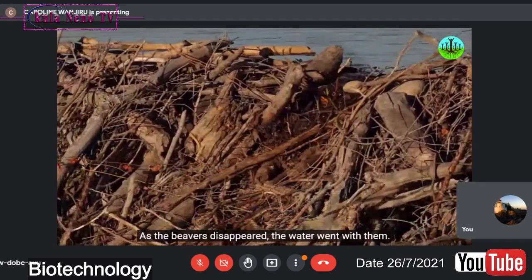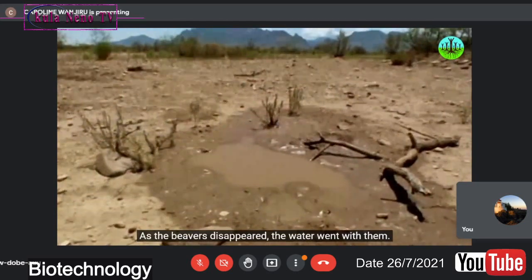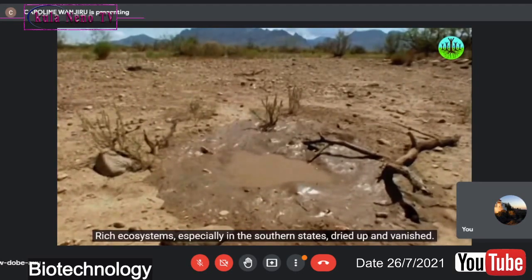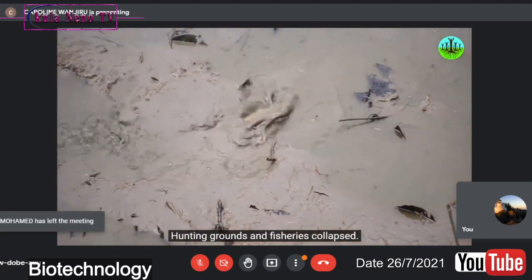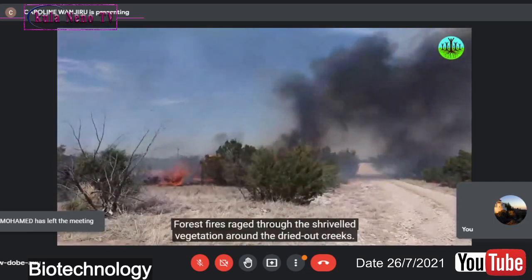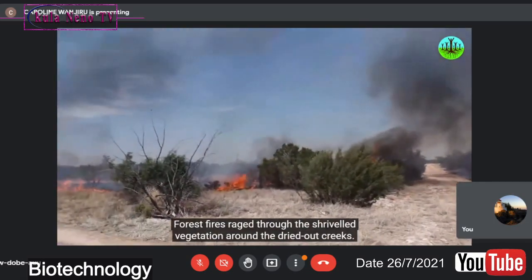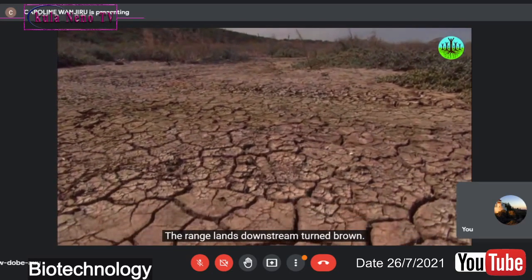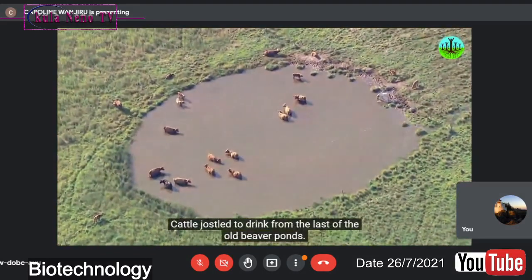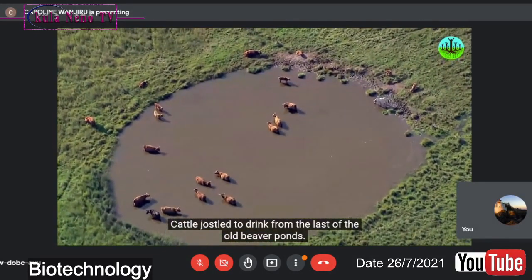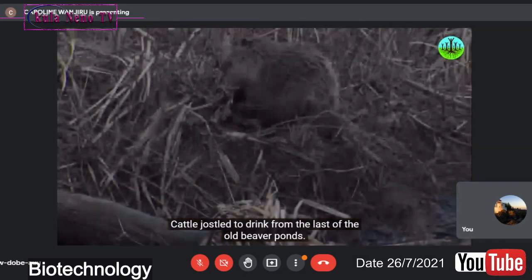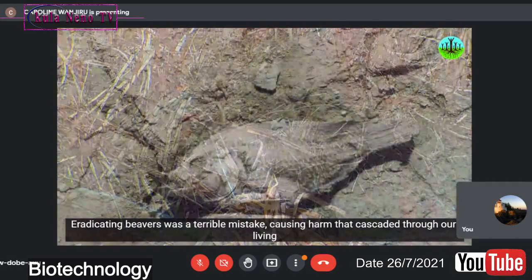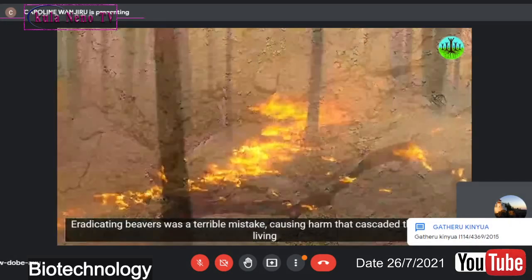As the beavers disappeared, the water went with them. Rich ecosystems, especially in the southern states, dried up and vanished. Hunting grounds and fisheries collapsed. Fires swept the shriveled vegetation around the dried out creeks. The rangelands downstream turned brown. Cattle jostled to drink from the last of the old beaver ponds. Eradicating beavers was a terrible mistake, causing harm that cascaded through our living system.